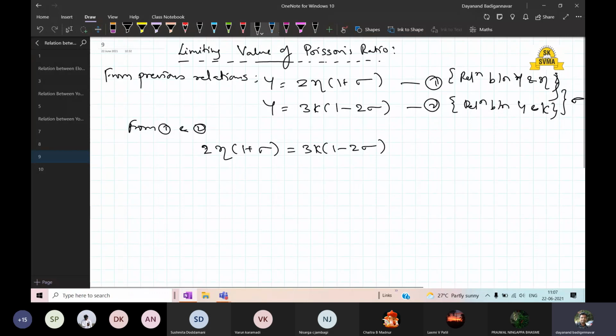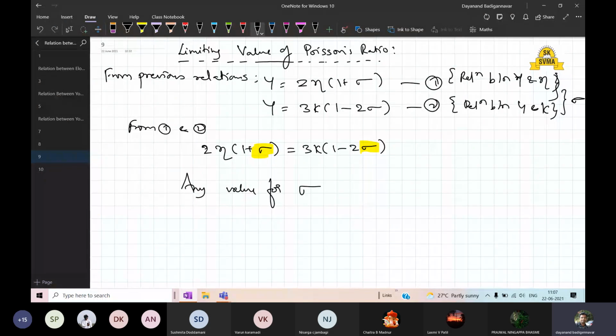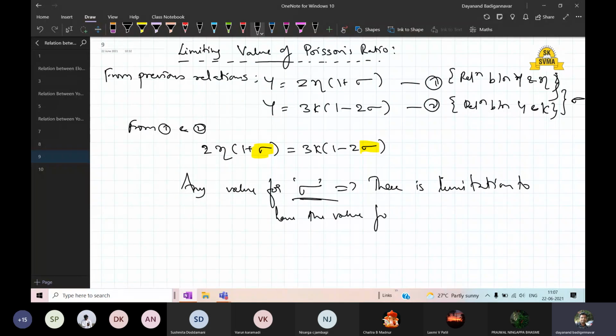So I have to find what the limiting value, the maximum value, is. Now here you cannot have any value for Poisson's ratio. Keep in mind, you cannot have any value for Poisson's ratio. There is some limit, some limitation, to have the value for the Poisson's ratio. You cannot have any value.